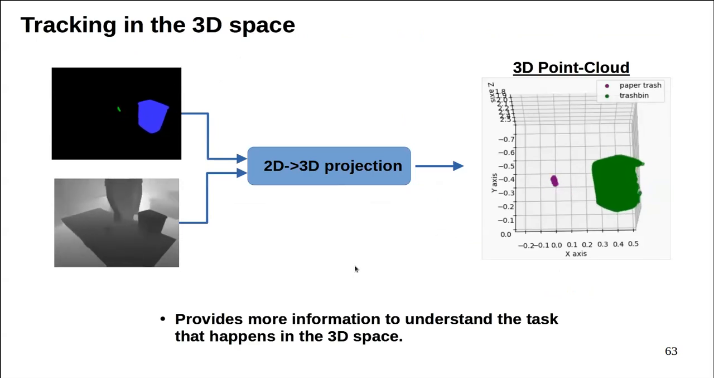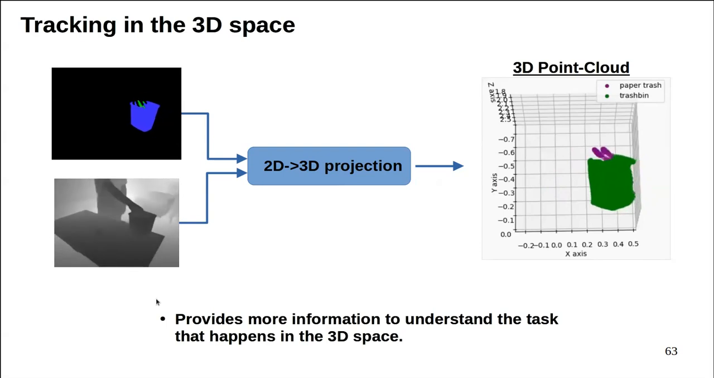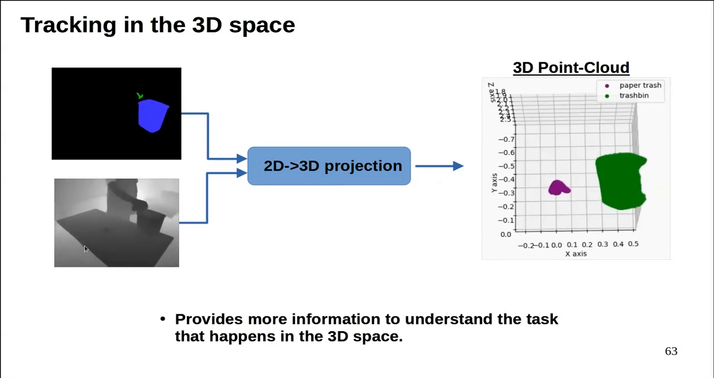So now that you can correctly detect the objects of interest, one last step is to project those objects as a 3D point cloud. Because ultimately the task during the execution on a robot will happen in 3D space. So it brings more information to understand the task if we can project it to 3D space. Since we have access to a depth map in our demonstrations, we can take those 2D segmentations and project them as a 3D point cloud where you only have your two objects of interest, the paper trash and the trash bin.